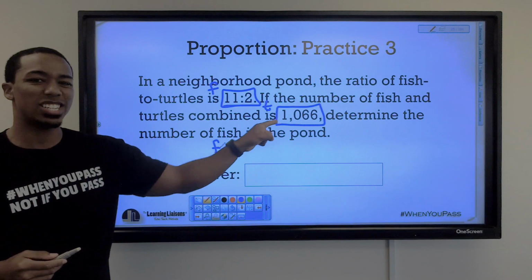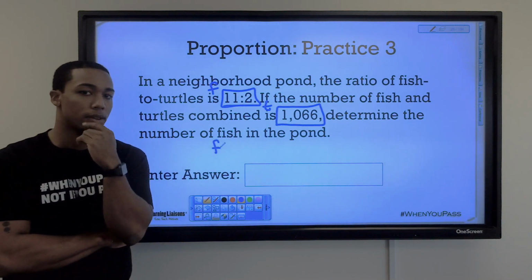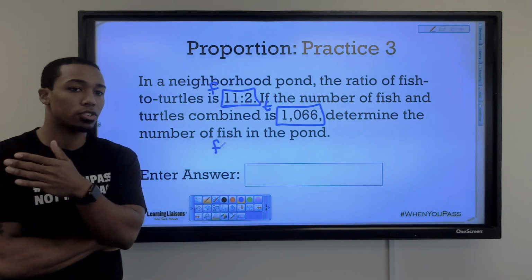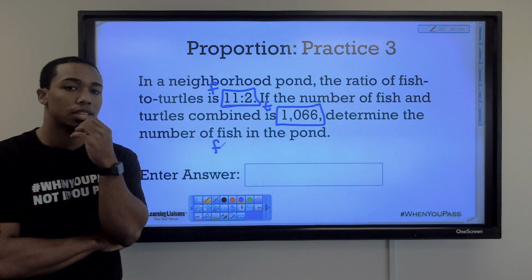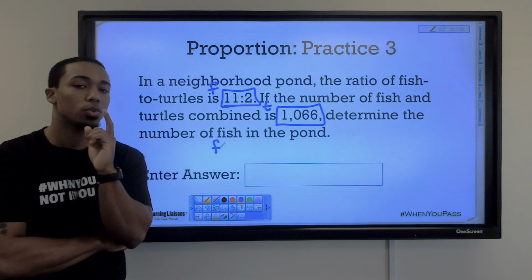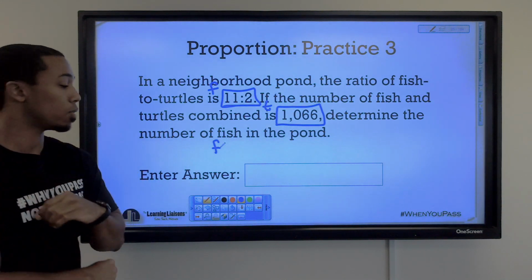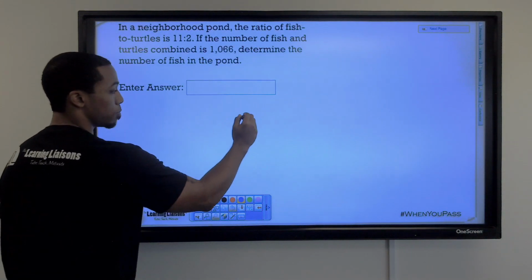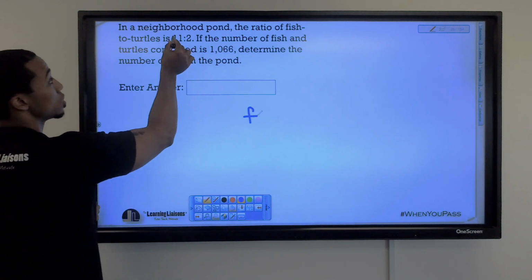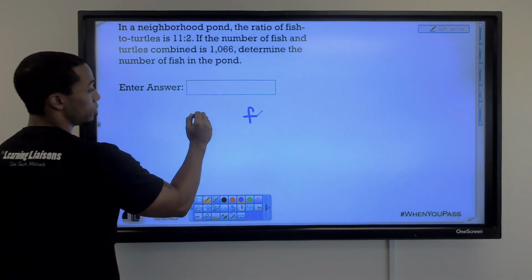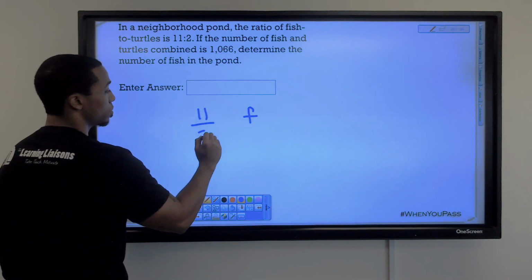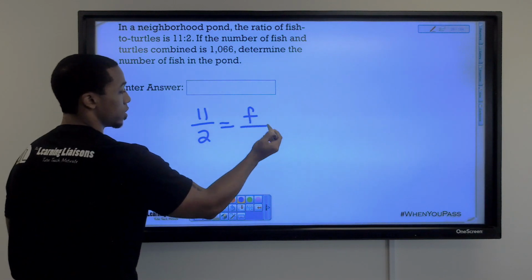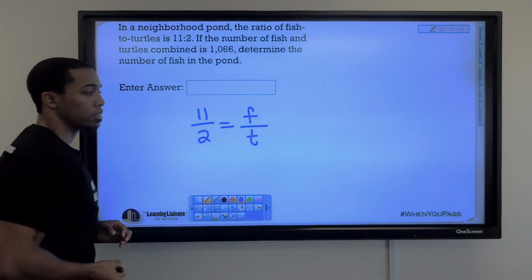But this number right here, we have to be a little careful. Here's why. That represents neither fish nor turtles. That's the combination of the two. So we have to be very careful about how we approach this problem. Again, we're looking for F. So we have 11 to 2, and we can write 11 over 2 equals fish to turtles.